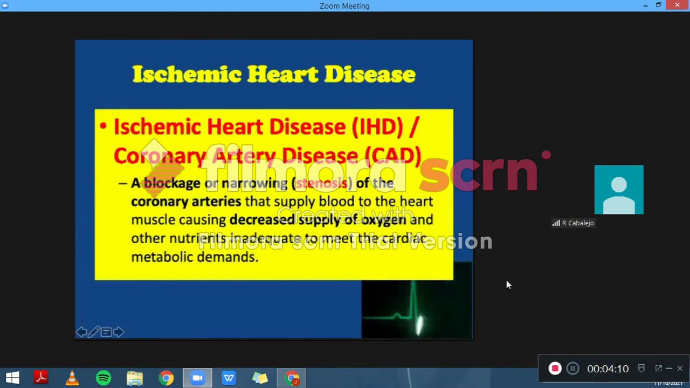So what is ischemic heart disease? Ischemic heart disease is the same as coronary artery disease. Now, calling it coronary artery disease connotes the anatomic description of the disease. So what is IHD or CAD? It's basically a blockage or narrowing or stenosis of your coronary artery or arteries that supply blood to the heart muscle, causing decreased supply of oxygen and other nutrients inadequate to meet the cardiac metabolic needs.